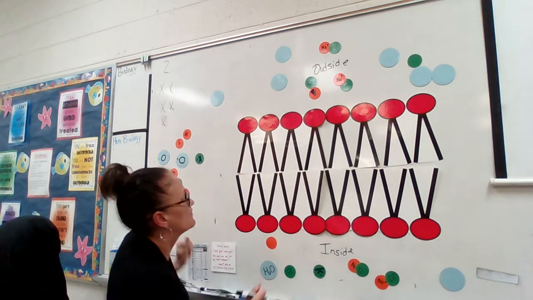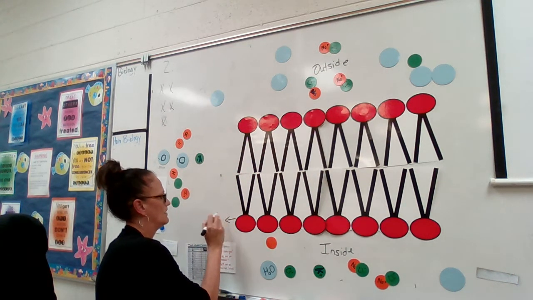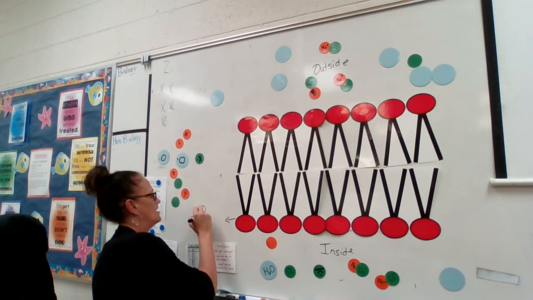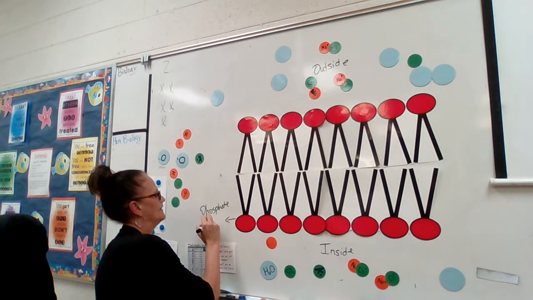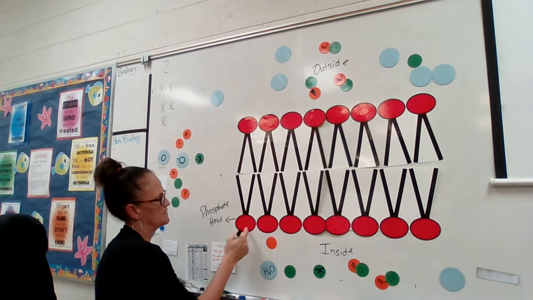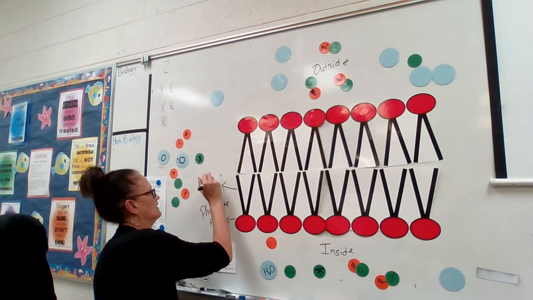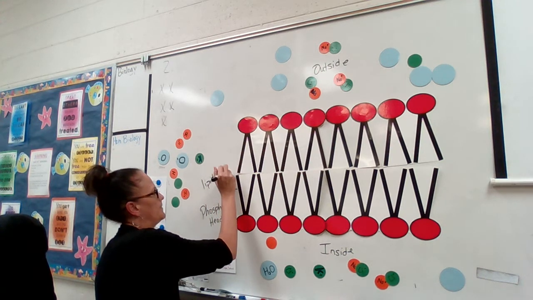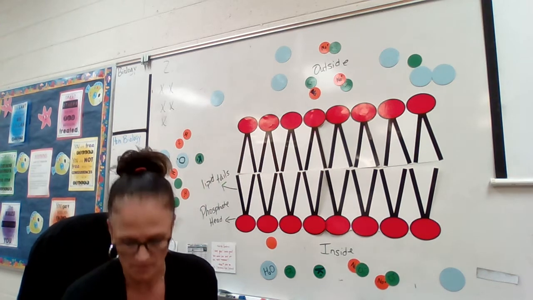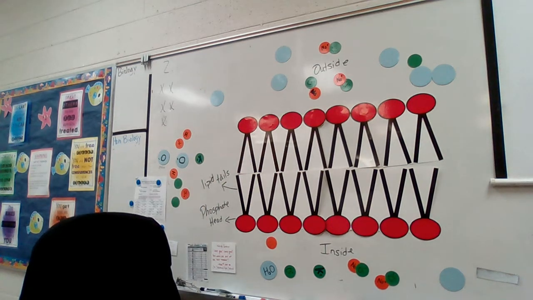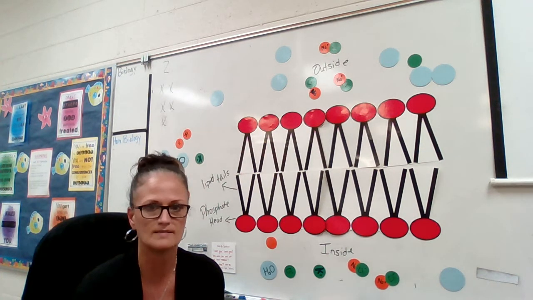And I have a phospholipid bilayer because my phospholipid bilayer is made of phosphate heads and lipid tails. Here's my phosphate heads. These are lipid tails. And if you'll remember back, lipids are nonpolar molecules. They are hydrophobic, and hydrophobic molecules do not like water. They don't like to mix with them.